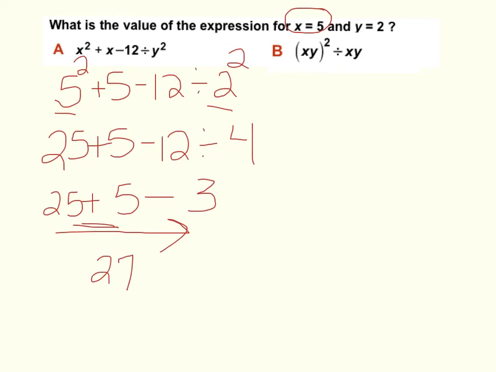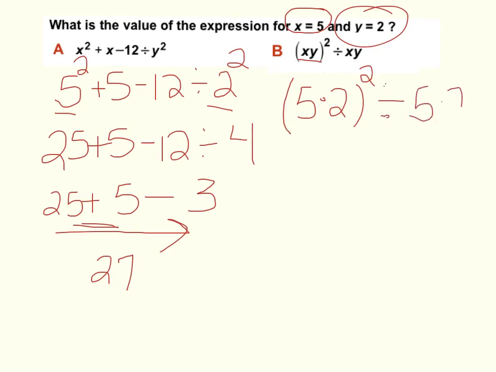On the next one, we still have x equals 5 and y equals 2. So we're going to go ahead and do the substitution. Remember, when it says find the value, it means find the answer. So anytime you see value, think answer. So I'm going to go ahead and substitute, parentheses. Now here we have an x and y together. When we have 2 letters together, that means that it's multiplication. So this is going to be 5 times 2 to the second power divided by, and then again we have x times y. So that's going to be 5 times 2 again.